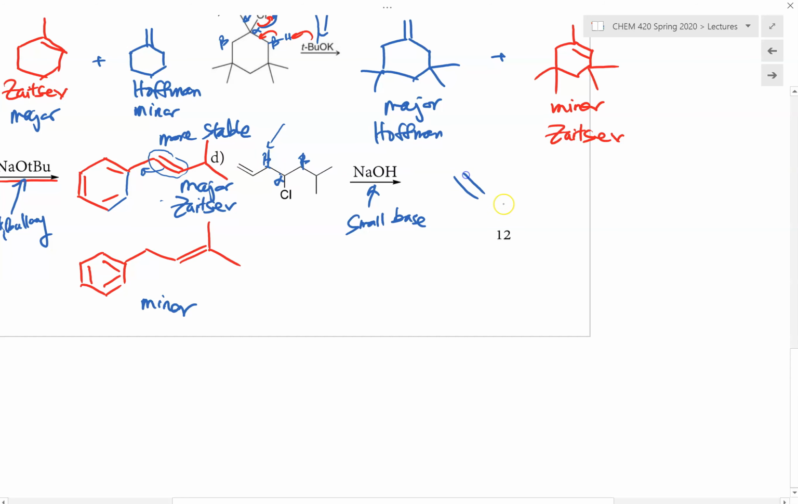So one of the products that is possible will then be this product, with the double bond formed between these two carbons. And the other product will be when the double bond is formed between these two carbons in here. And that would be this product right here.